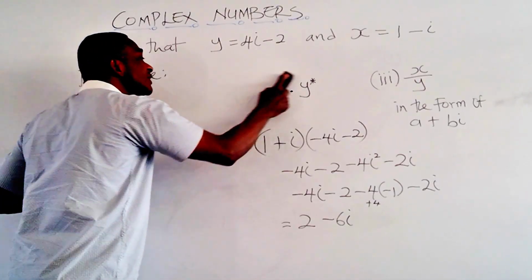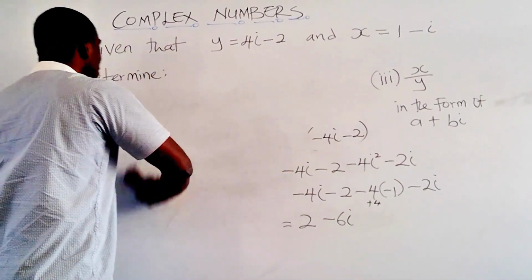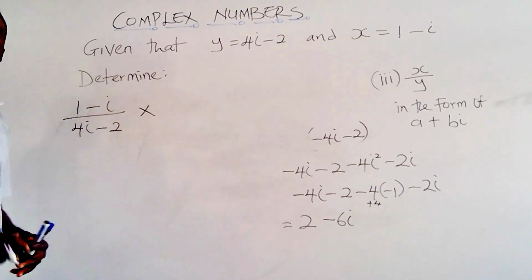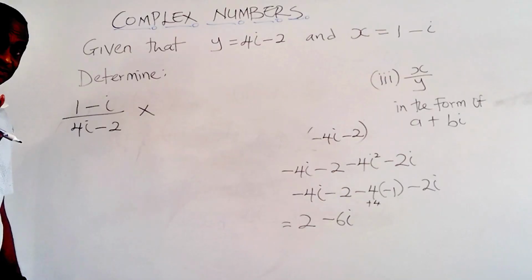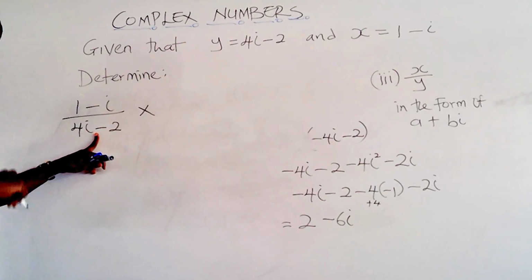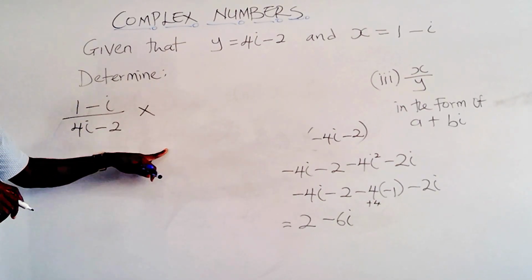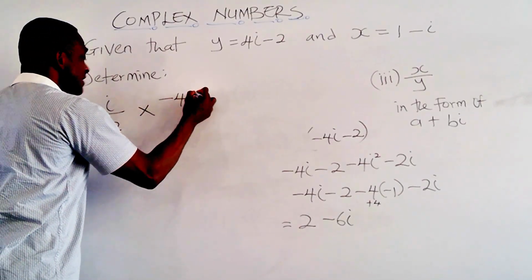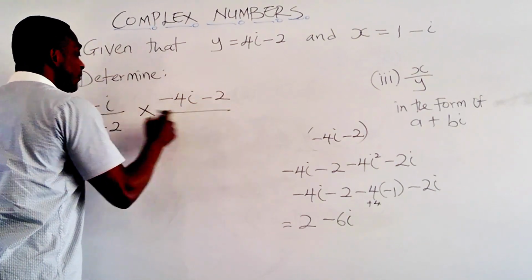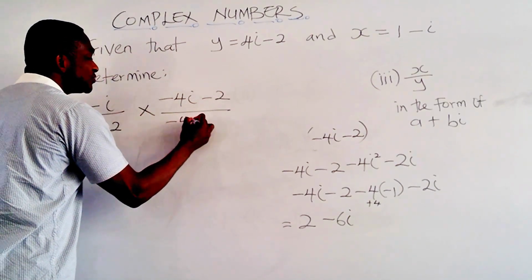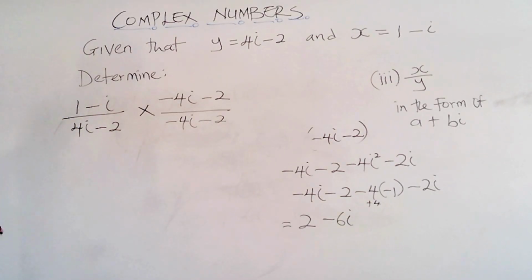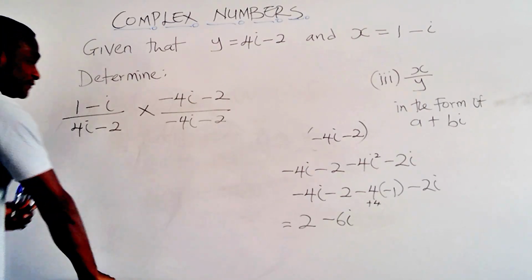And how do we rationalize here? To rationalize, we multiply both the numerator and the denominator with the conjugate of the denominator. Remember, the conjugate of the denominator multiplies both the numerator and the denominator. So the conjugate here is negative 4i minus 2. We multiply the denominator with the same conjugate of the denominator. Please, the conjugate of the denominator. Now, we can simplify using ordinary algebra.